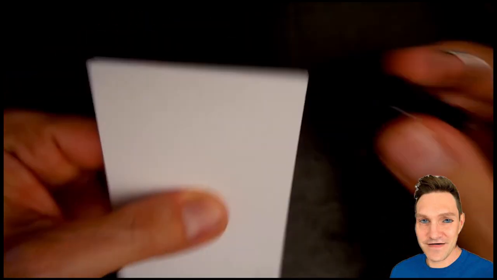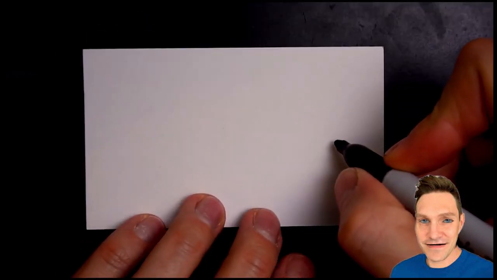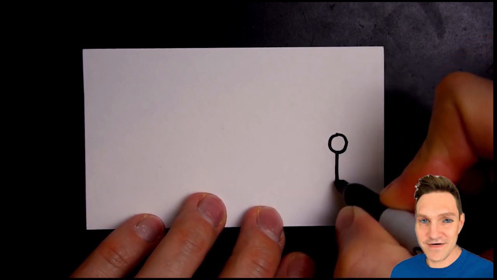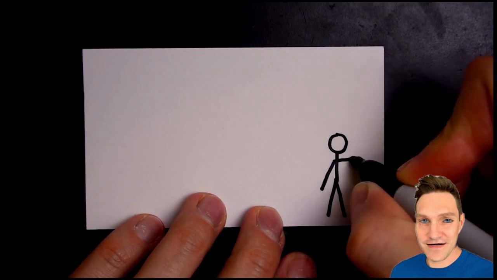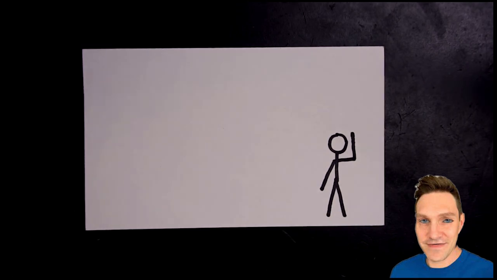For your paper, I recommend starting with index cards. You could use a stack of post-it notes or a notepad or the corner pages of your math book. But I recommend cards because they are thicker and much better to flip. We'll start with something super simple. I'm just going to draw a stick man and I'm going to have him wave.